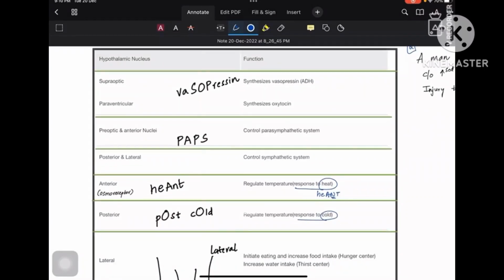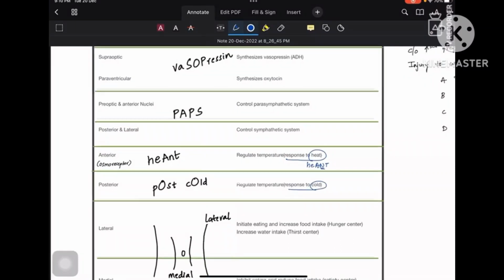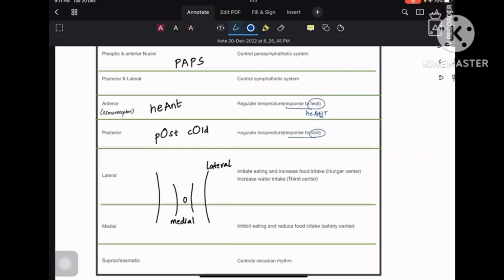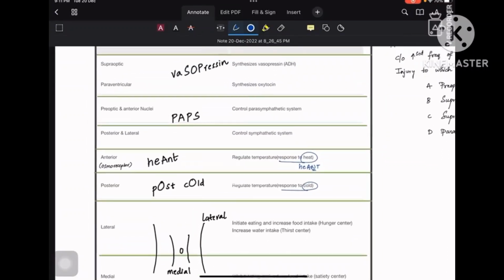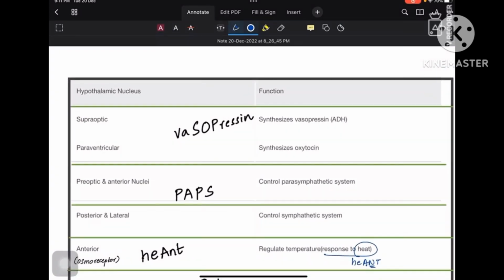Firstly, the hypothalamic nuclei under discussion are supraoptic, paraventricular, preoptic and anterior, posterior and lateral, anterior, posterior, lateral, medial and suprachiasmatic nucleus. So firstly, let us come from the first part of the table itself, which is supraoptic and paraventricular nucleus. So this is the most confusing part.